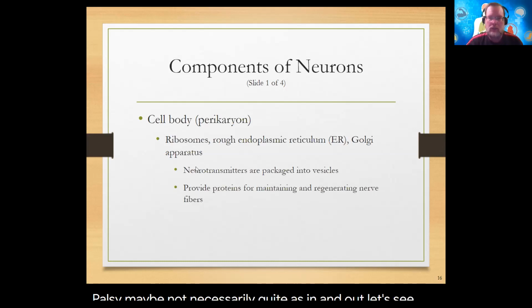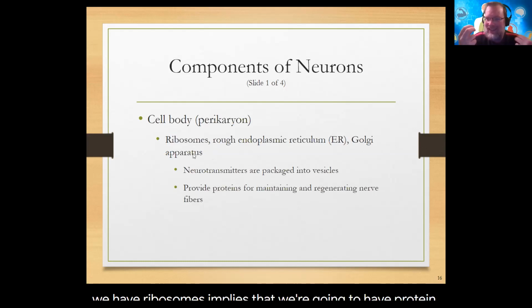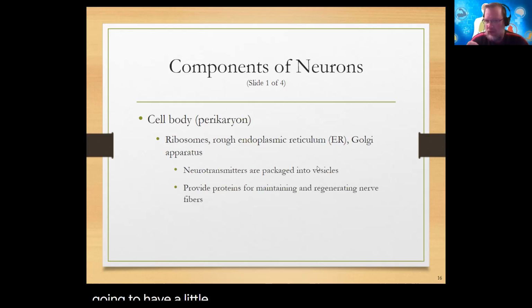Let's see, cell body. So neurons, again, we're gonna have a cell body. Of course, we're gonna have a nucleus in the cell body, but we also see a couple of other items we're very familiar with: ribosomes and rough ER. So the fact that we have ribosomes implies that we're gonna have protein synthesis going on here. Golgi apparatus. Remember, Golgi does a lot of the packaging, so yeah, neurotransmitters. We're going to have little vesicles, oftentimes.